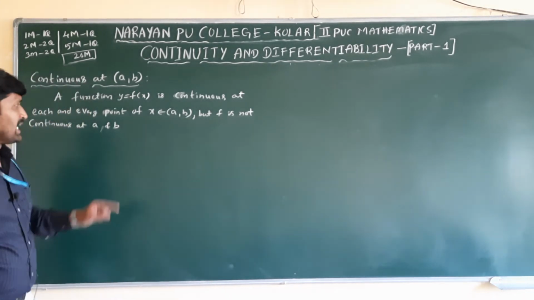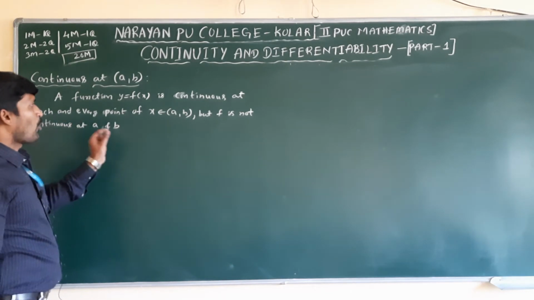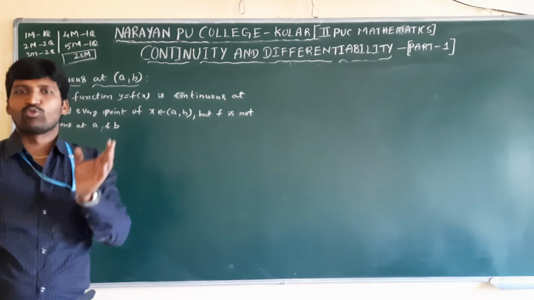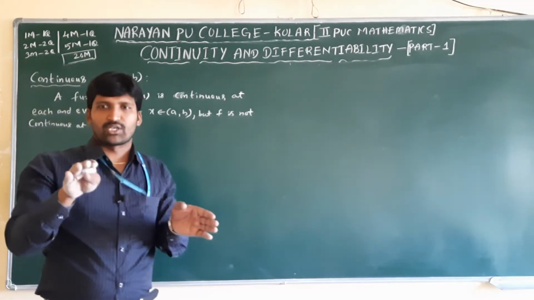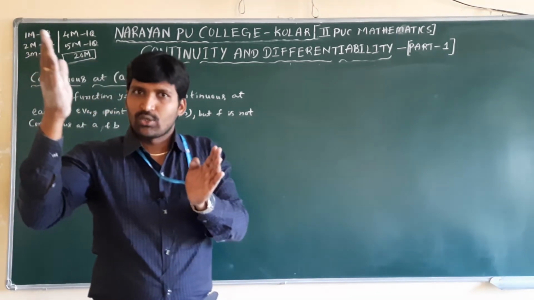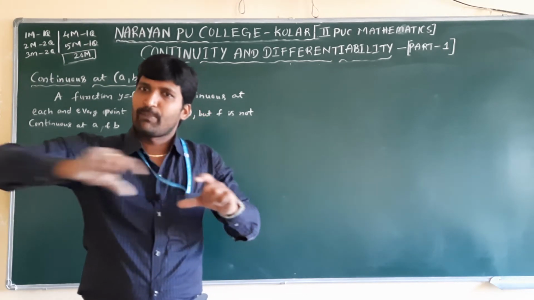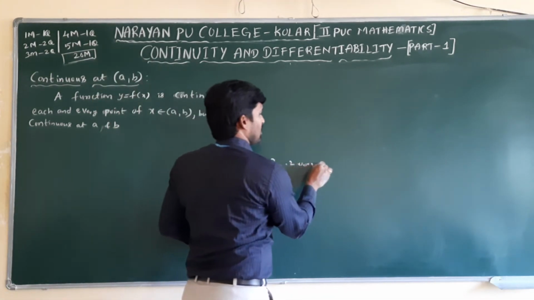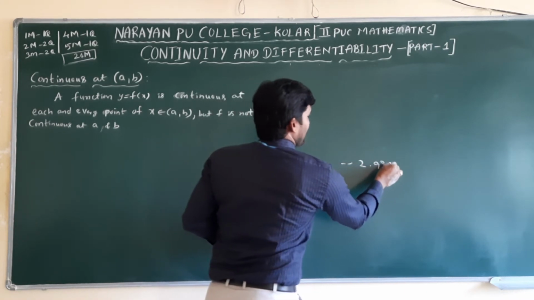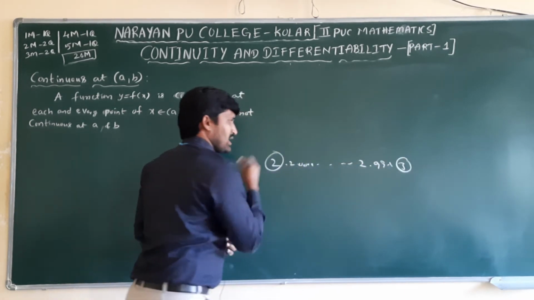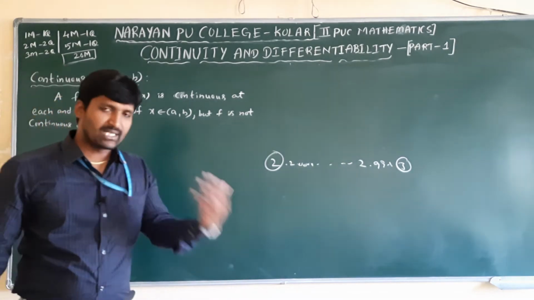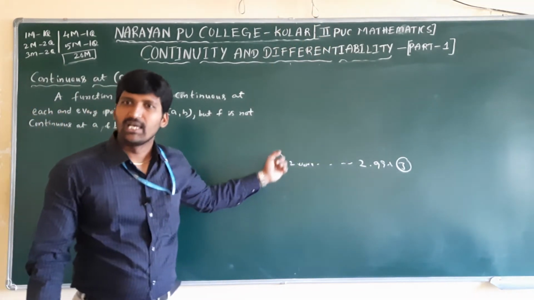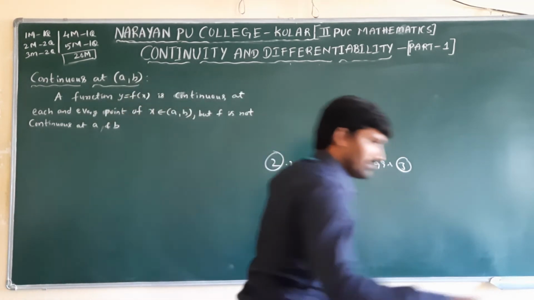That means in this case, for every point in the interval a to b, take 2 to 3, open interval 2 to 3. At 2 and 3 it is not continuous. But more than 2, less than 3, at every point in between. From 2 to 3 means 2.0001 up to 2.999. At 3 and 2 it is not considered, because these are not included in the interval. That's why in between, every point is continuous, except at the extreme points.